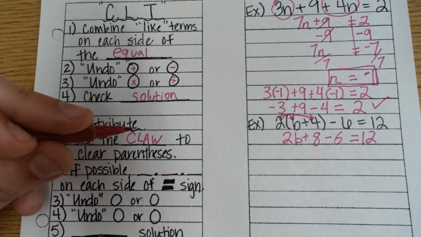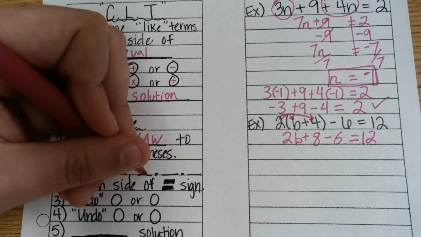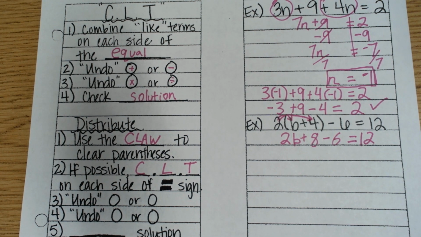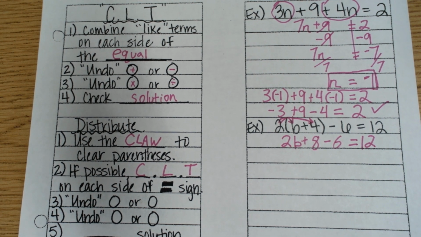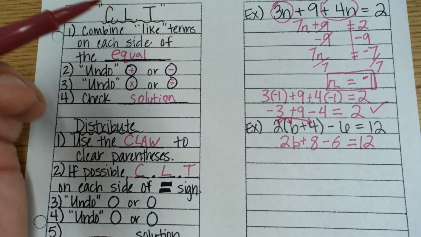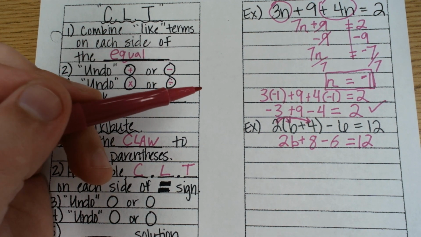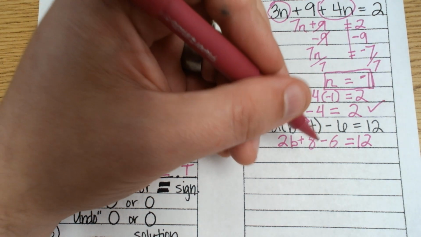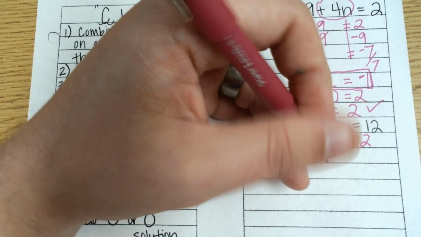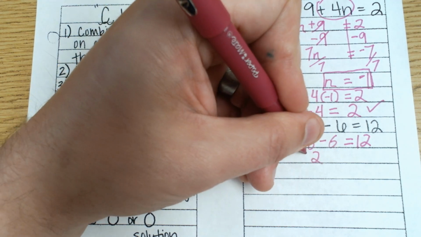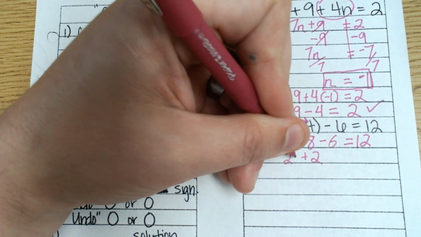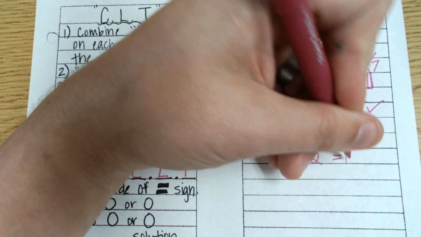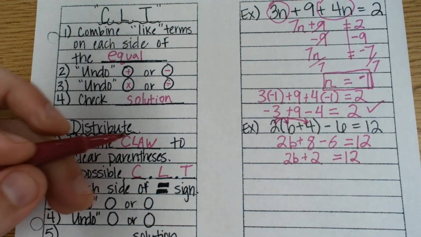Now, if there are any like terms, I'm going to combine those like terms in order to make it work out as simply as possible. Mainly, this positive 8 and negative 6, I'd rather combine those than take the time to move both of them across the equal sign. So when I do that, 8 minus 6 gives me 2, which is still positive. Then 2b plus that. All of that is still equal to 12.